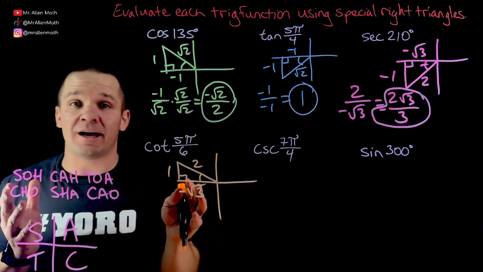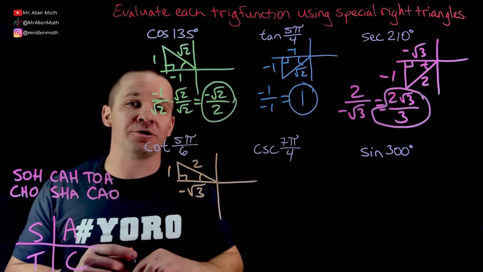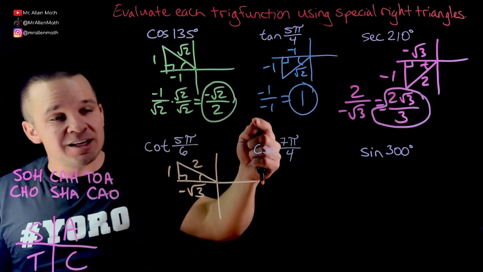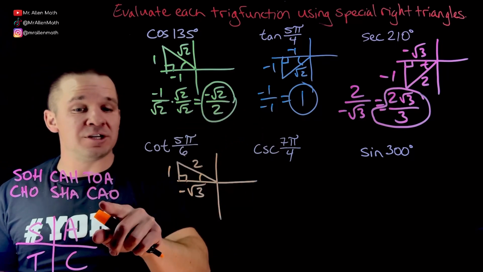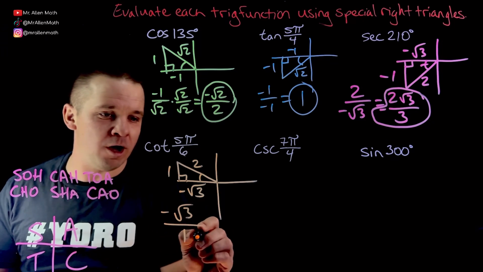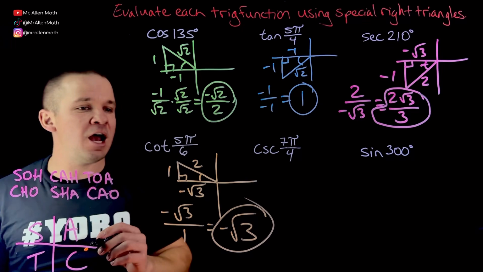It's a little bow tie that it makes once you have all of them in there. Okay, if you were to have triangles in all 4 quadrants, you'd have a little bow tie. It's lovely. It's fantastic. All right, cotangent is the reciprocal of tangent, so it's adjacent over opposite, which means it's negative root 3 over 1, which is just negative root 3. Final answer. Yay! Not bad.